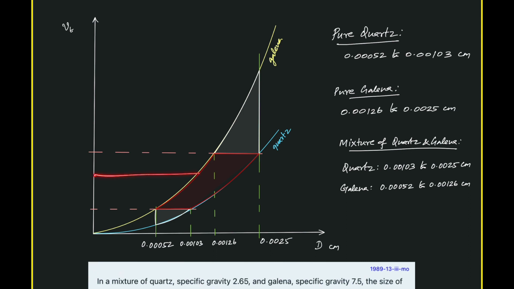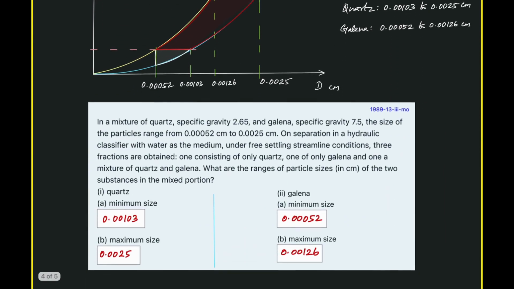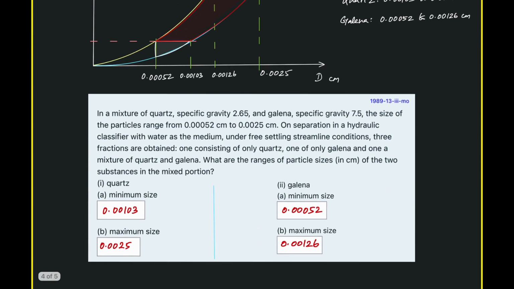So by operating at any velocity in that range we cannot get pure quartz and galena. But by operating at this point we have pure galena, and operating at this velocity we have pure quartz. So that is the idea of this hydraulic classifier. This mixture has quartz from this size to this size, and galena from this size to this size. Okay, fine. So what is to be filled in the answers?